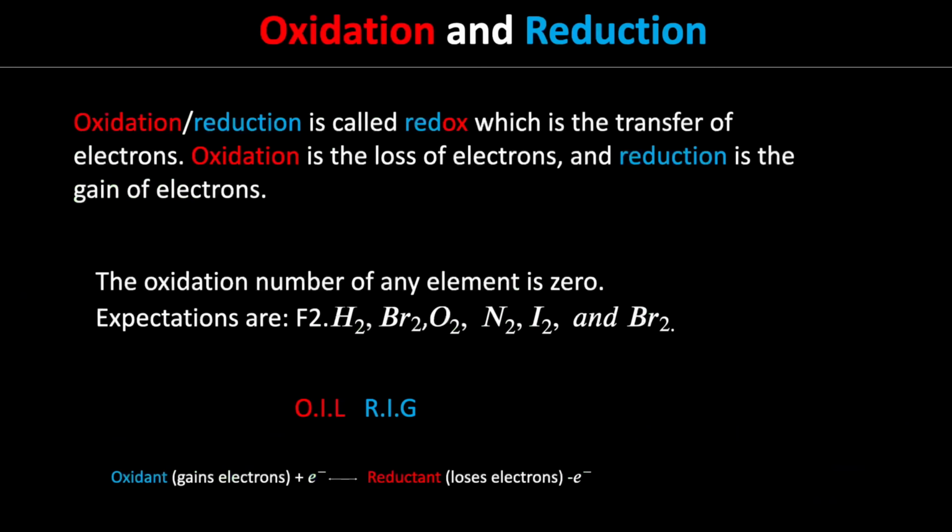Oxidation and reduction. The main thing you need to know is that oxidation reduction is also called redox, which is a transfer of electrons. Oxidation is the loss of electrons, and reduction is the gain of electrons. There's a mnemonic that we use in chemistry, OIL RIG, and it basically means that the O stands for oxidation is loss, it loses electrons, and RIG, that means reduction is gain. That means reduction is the gaining of electrons.